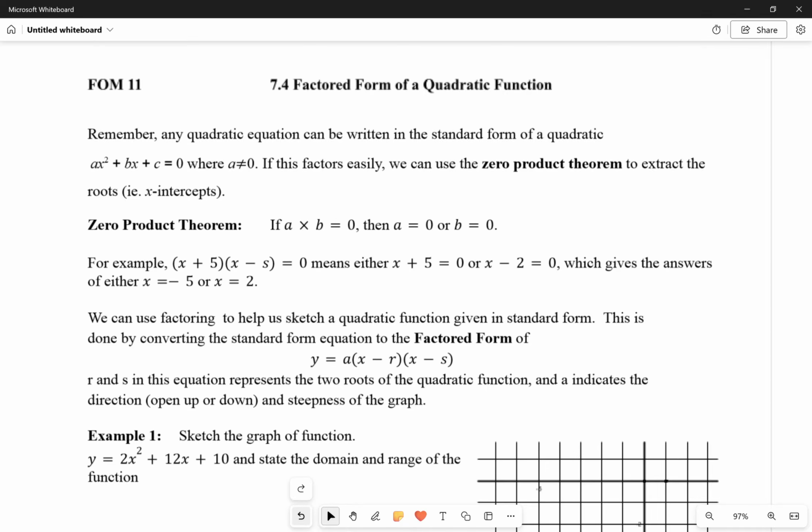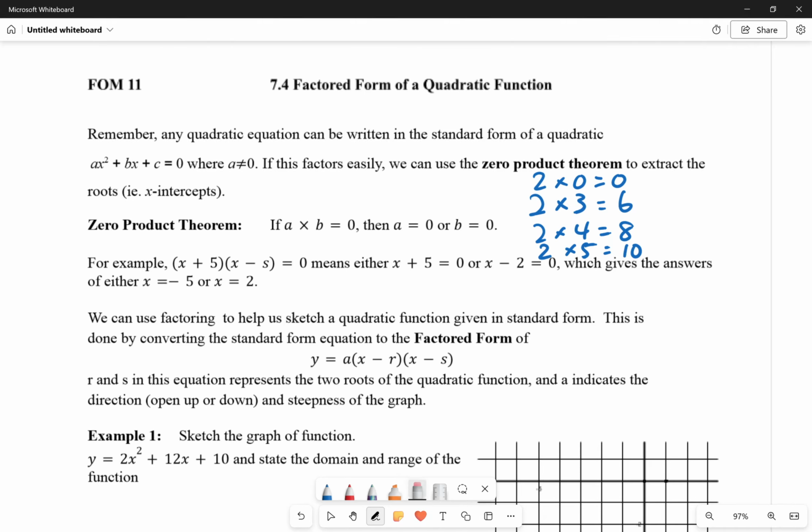The zero product theorem says if a times b is equal to 0, then either a is equal to 0 or b is equal to 0. Think about it like this. Let's say I have 2 times 3. That's equal to 6. If you look at the multiplication table, go through all the multiples of 2, you'll find that there's no way to get a 0 out of it, except by using one number, which is 0. So 2 times 0 gives you 0. And if you do this for every number, you'll realize that in order to get an answer of 0, you always have to multiply by 0.